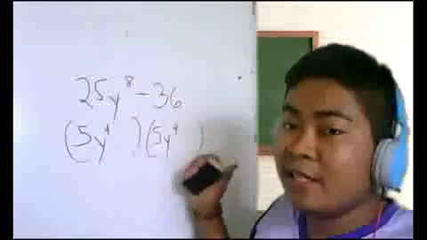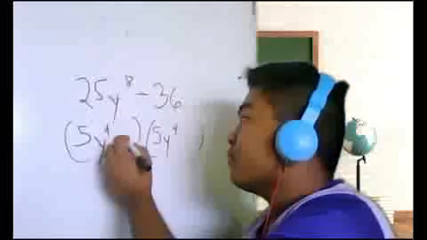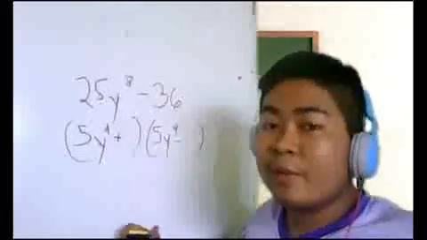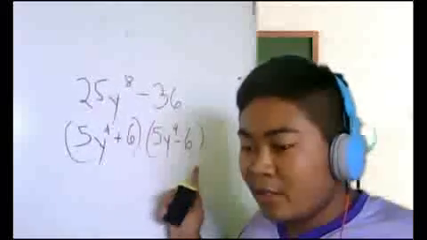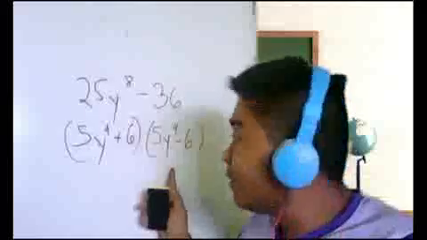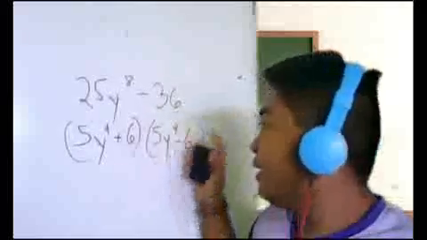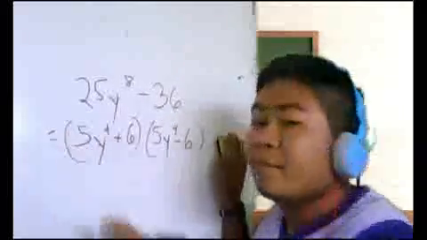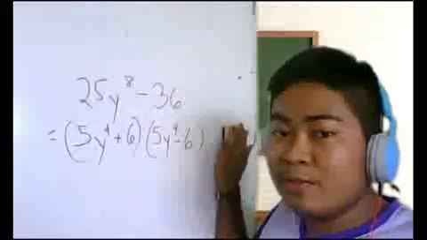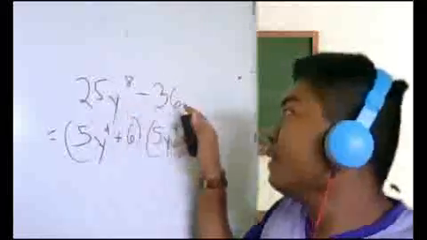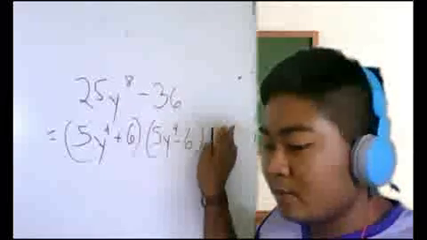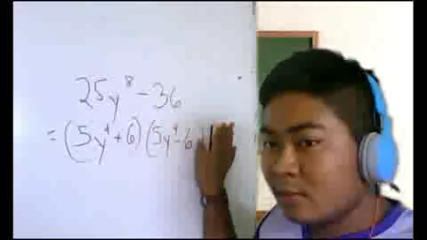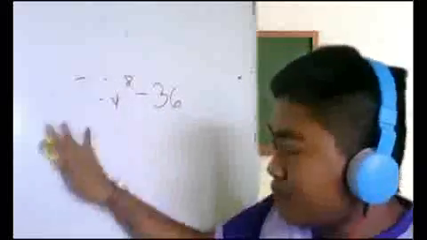And how about this negative 36? Magiging positive, negative. Square root of 36 is 6. Kaya ito yung magiging sagot. So, let's check. Tama ba? Yes, tama. So, ganito yung magiging sagot natin. Understood? So, square the first term, square the second term. That's it. That would be your answer. Okay, how about ito naman?